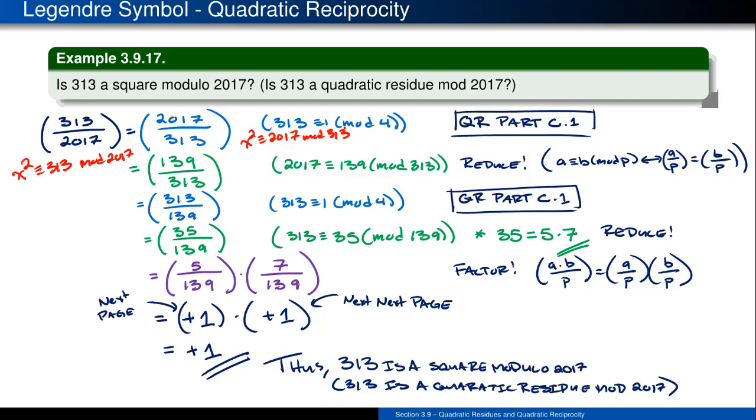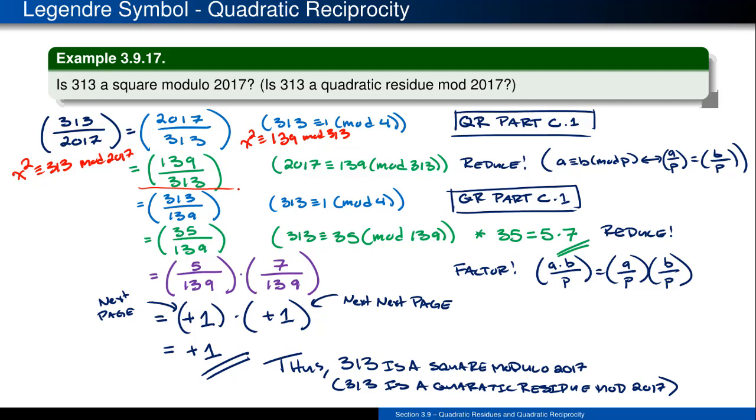So what happens next is I'm going to take that 2017 and it's going to be reduced down into 139. So in the Legendre symbol operation, we're going to see the following. I'm going to take those things and flip-flop the p and the q. So what was downstairs is now upstairs, and upstairs is now downstairs. And then I'm going to take that top part and reduce it modulo 313. So now I'm at this little term.